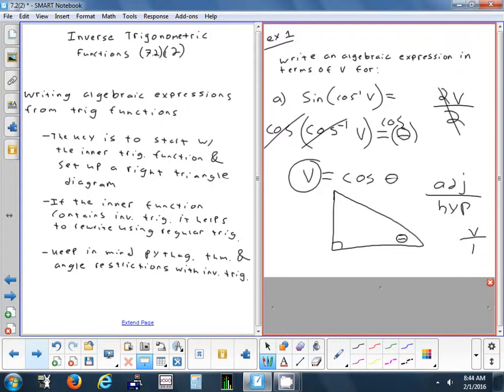But just try to pick the simplest fraction you can. That usually means using a 1. So we'll make the adjacent v, make the hypotenuse 1, and now the cosine of this angle is v divided by 1, which is v. Any questions on labeling those two sides?